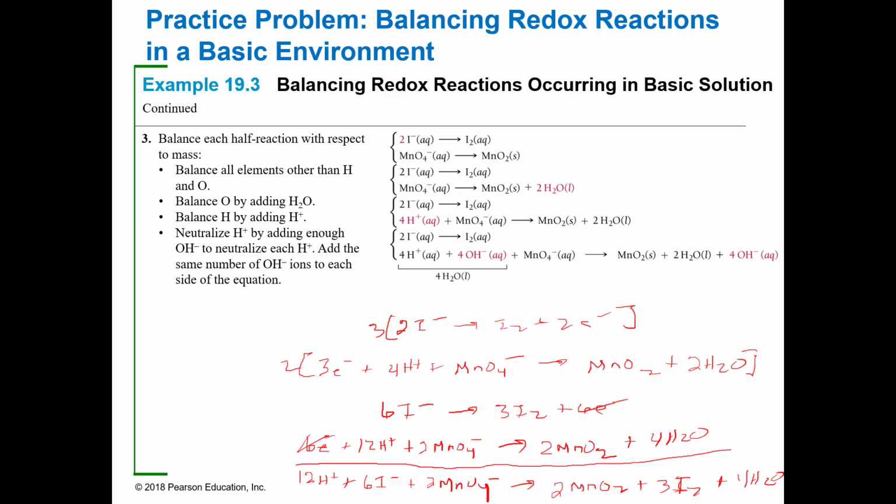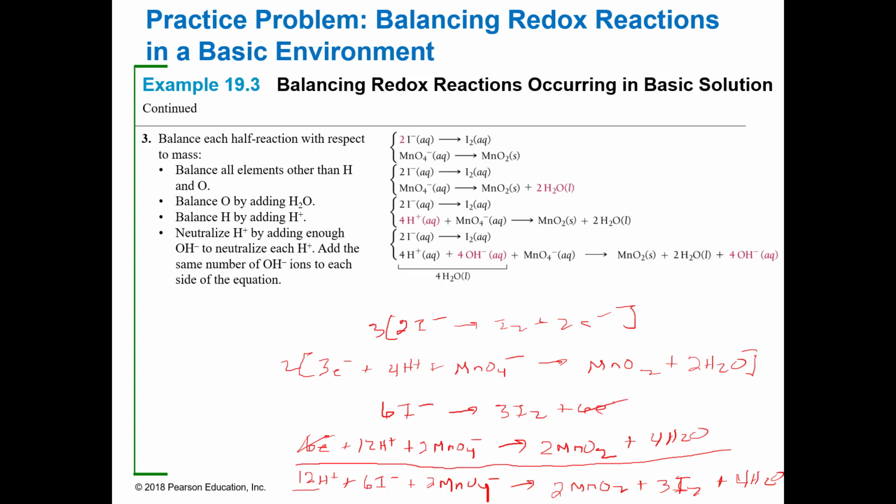Oops. Oh, yeah. Okay. All right. 4 waters. All right. Now, this is where students make a mistake. If you leave it like it is, you're telling me this is an acidic solution, and it's not. It's a basic solution. So we got to get rid of the hydrogen ions for this to be a basic solution.